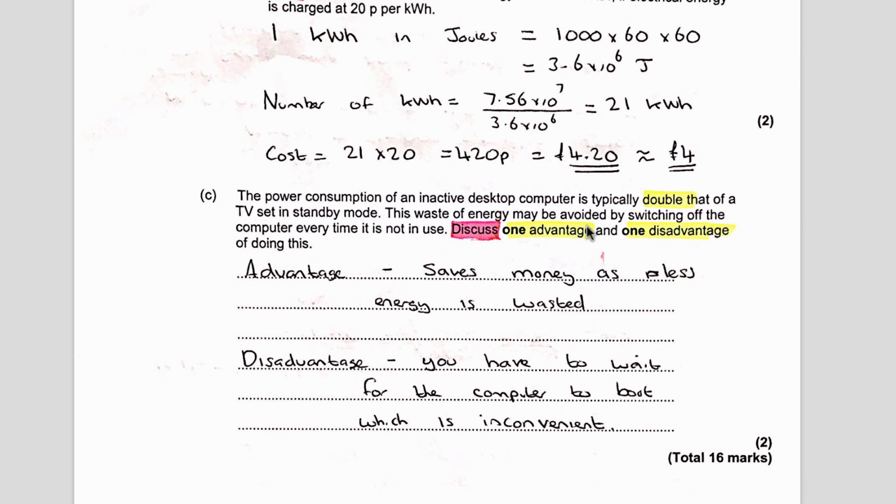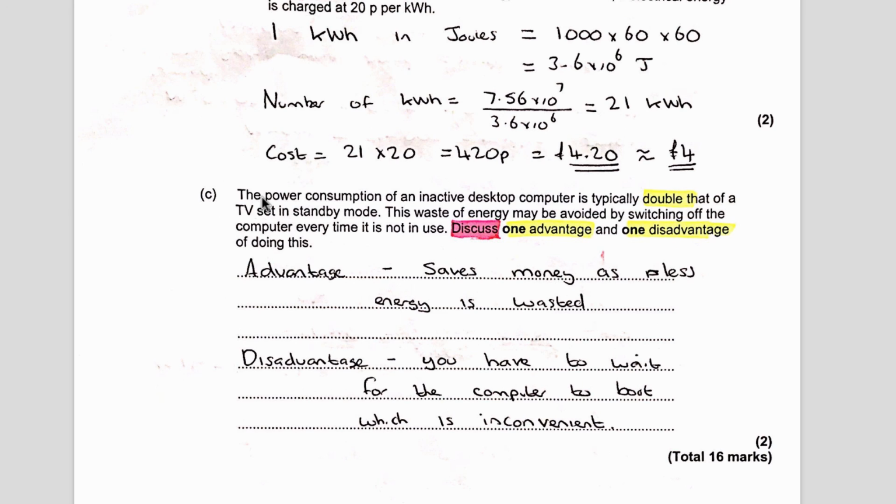Finally, the last part of this question, part C. We're told that the power consumption of an inactive desktop computer is typically double that of the TV when that's in standby mode. And this wasting of energy can be avoided if you switch off the computer every time it's not in use. We're asked to discuss one advantage and one disadvantage of doing this. So basically, we just have to say what an advantage is and what a disadvantage is.